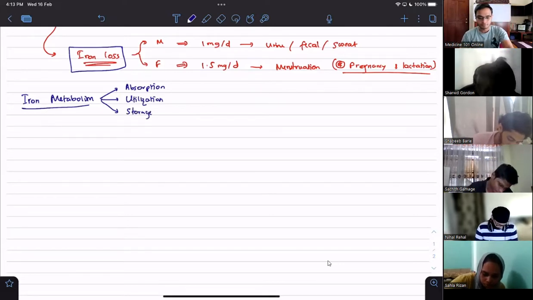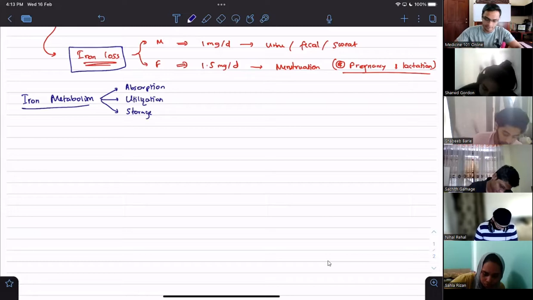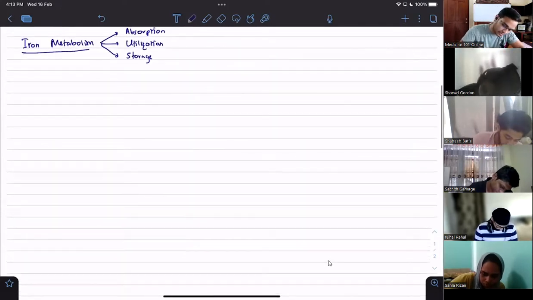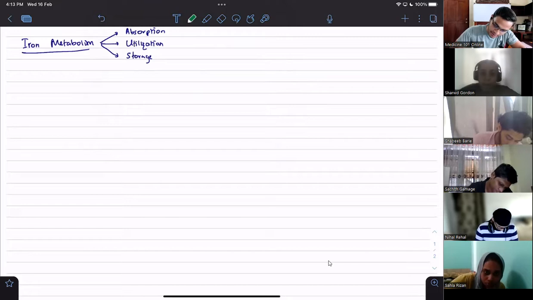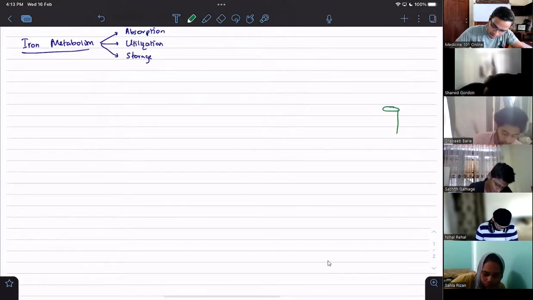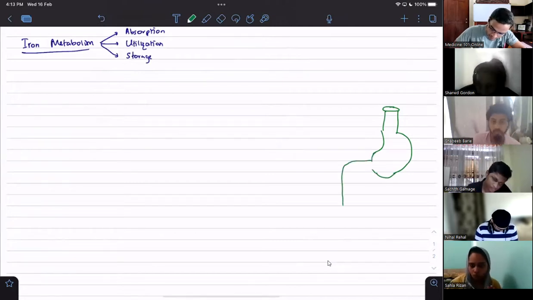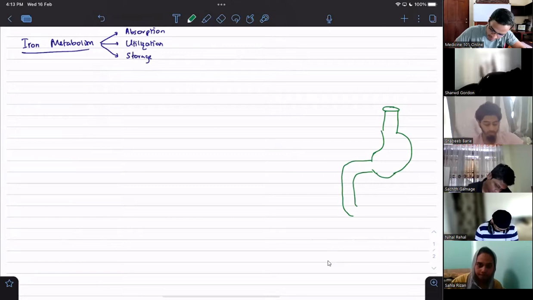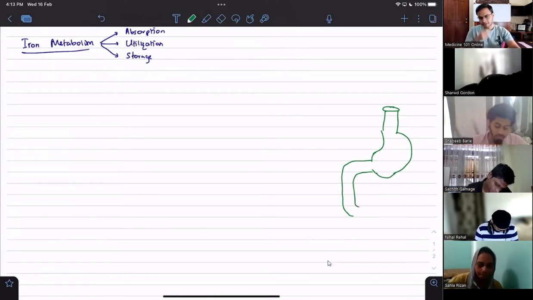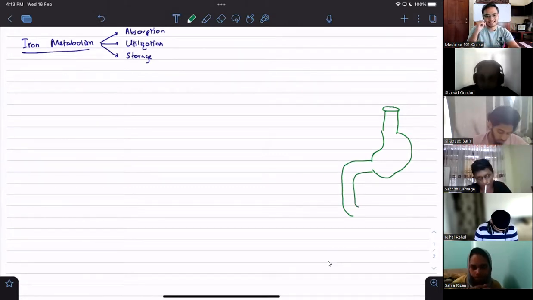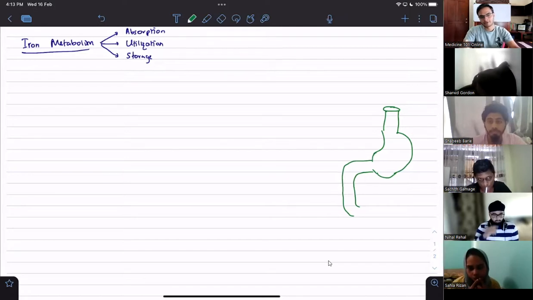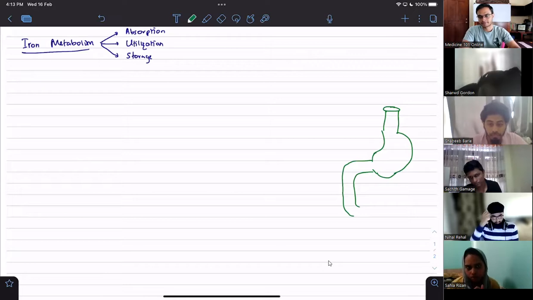Right? So we'll start off from the very beginning. Take a new page. On the right corner, you all can draw a small GIT up to the, let's say, proximal duodenum. Right? Something like this. Guys, tell me this. Where is iron primarily absorbed in our gastrointestinal tract? Which parts?